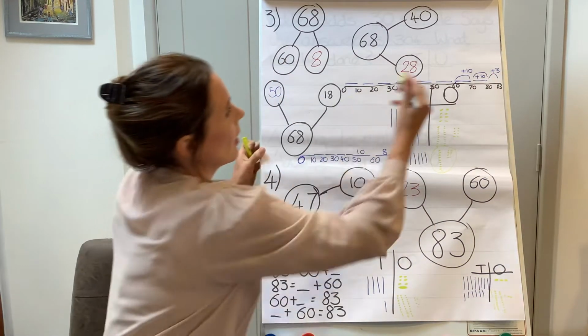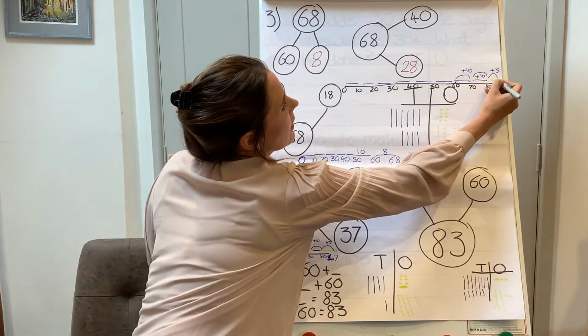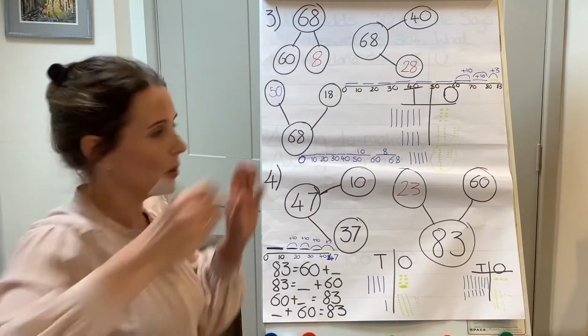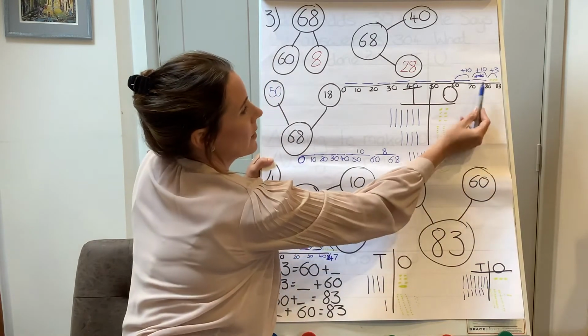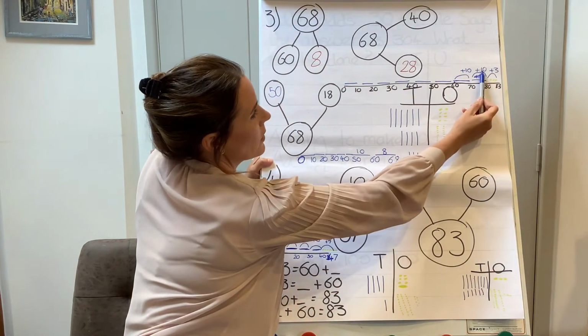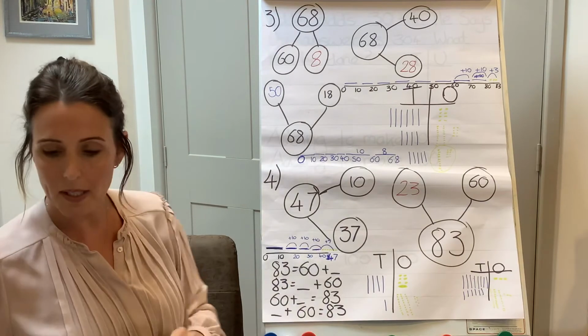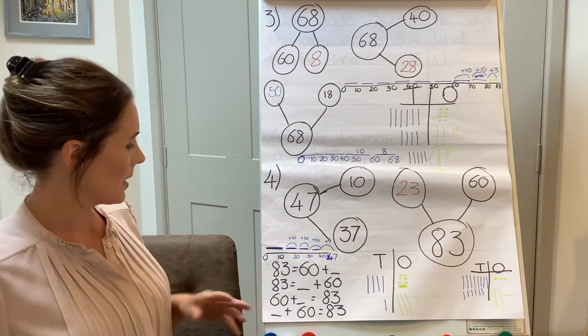I'm just going to move that because I've got it in the wrong place. Up there, add on 10. And what have we added on all together? We've added on 10, 23. So we've got 23. We can write that in a number sentence.